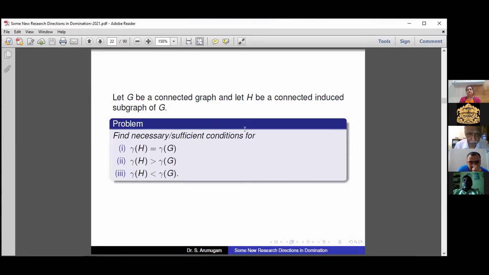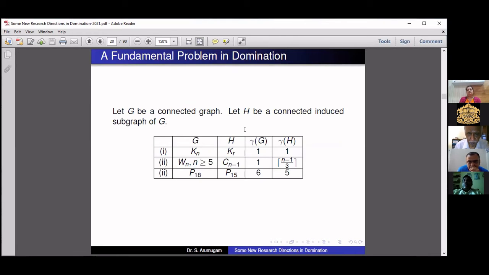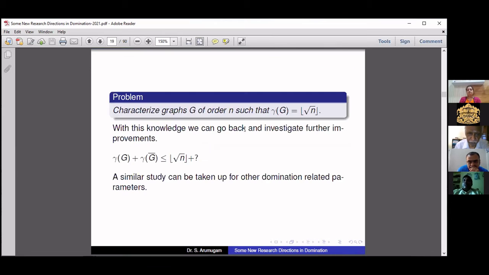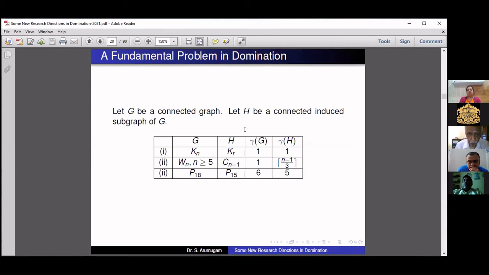So now I will go to the more general situation. It is a fundamental problem. Take a graph G and a connected induced subgraph H. I am going to compare gamma of G and gamma of H. If G is equal to K_n, the induced subgraph is another complete graph. So gamma is 1 for the whole graph as well as for the induced subgraph. Okay, gamma does not change.